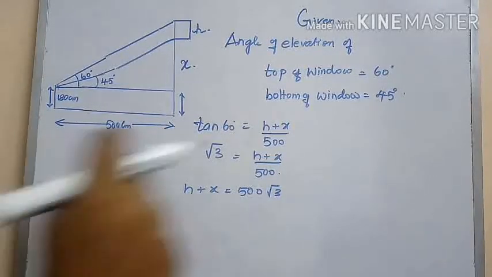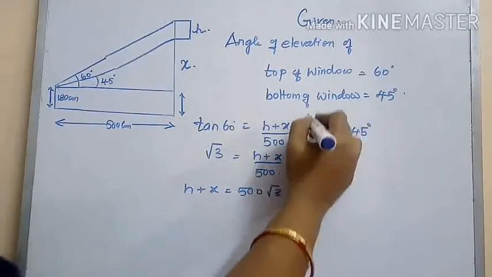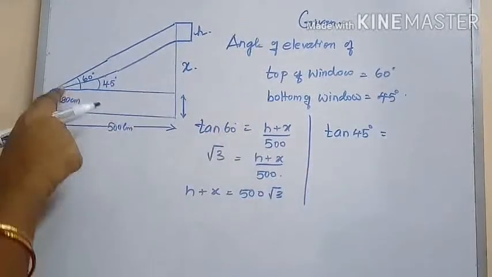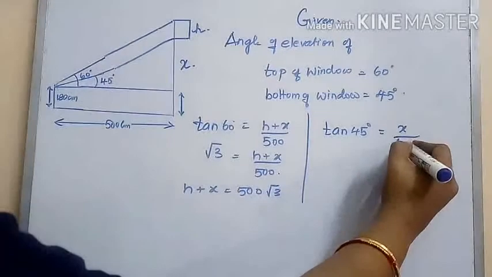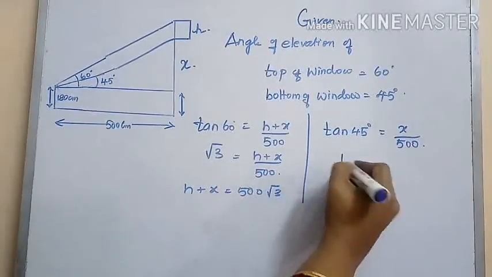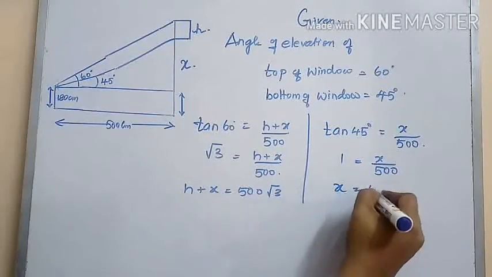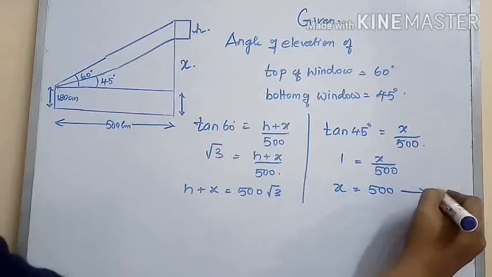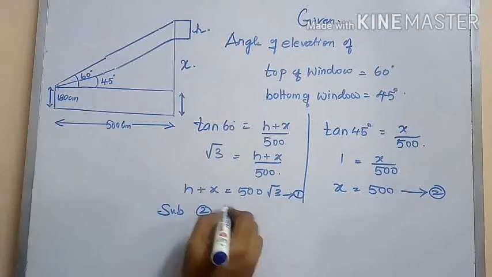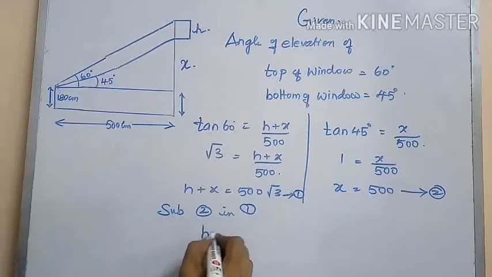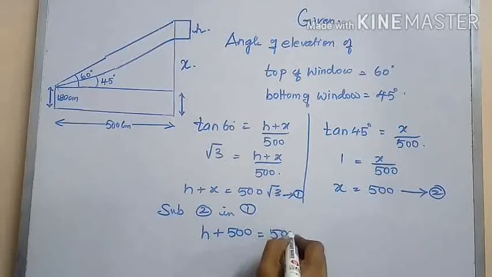Now let us consider the smaller triangle with angle of elevation 45 degree. So tan 45 is equal to, here the opposite side is x by adjacent side is 500, tan 45 is 1, so x by 500, which implies x is equal to 500. Let us mark it as 2 and this equation as 1. Substituting 2 in 1, we get h plus 500 is equal to 500 root 3.